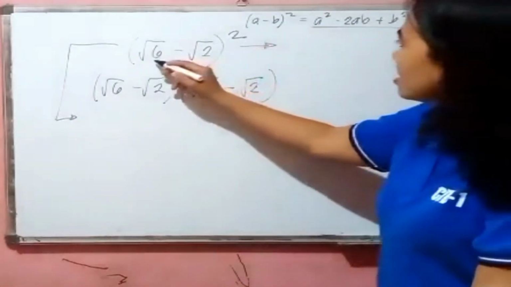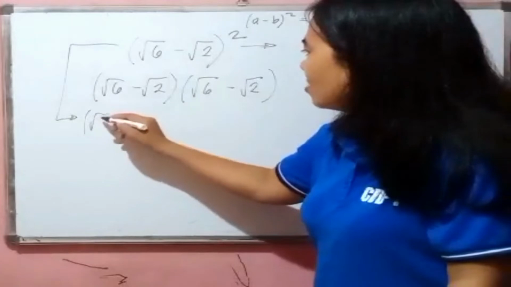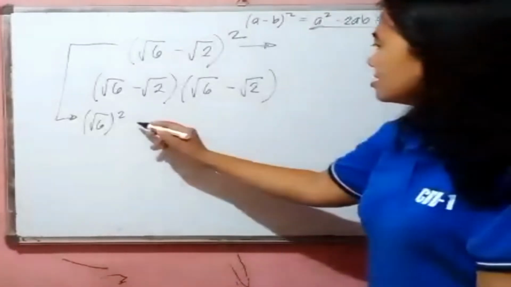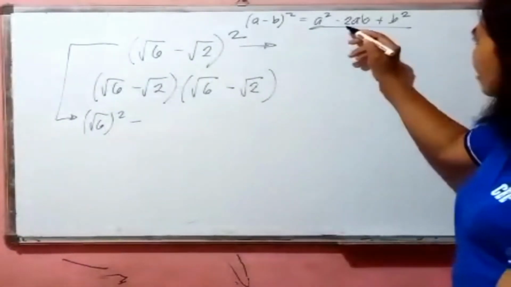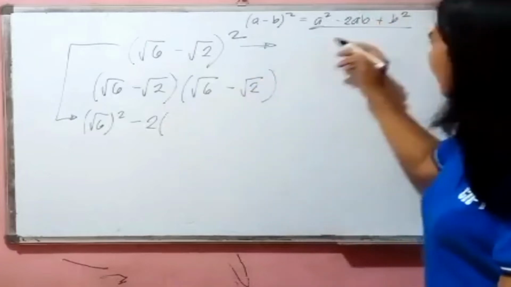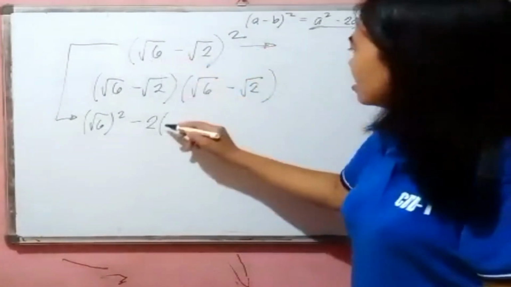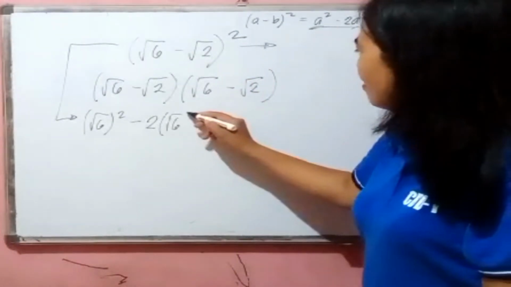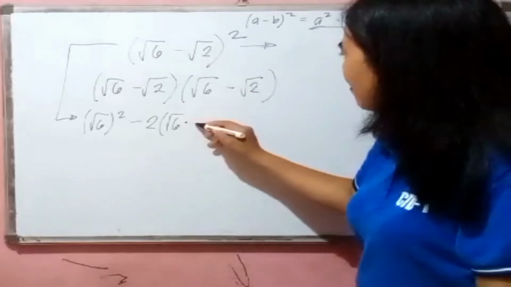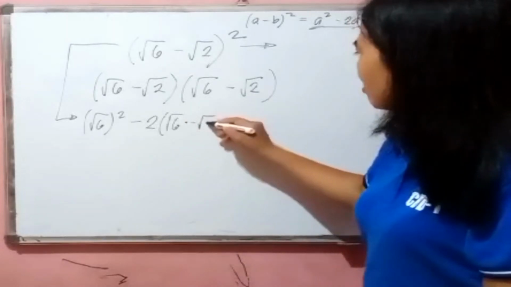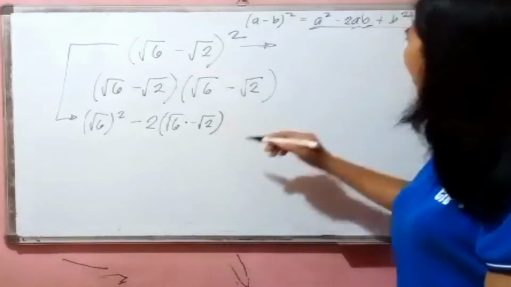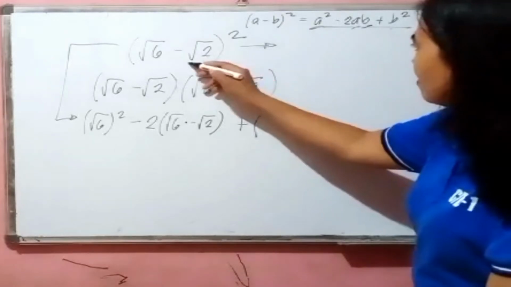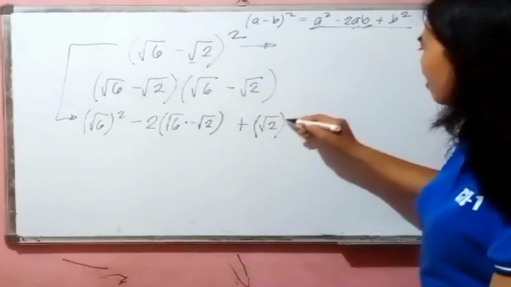So, a natin is square root of 6. So, square root of 6 squared. That's for a. Okay? Next is, follow natin to, minus 2. Tapos, yung a natin is the square root of 6. Tapos b, which is negative square root of 2. Okay. Tapos, plus b squared. So, may tayong b, the square root of 2 squared.